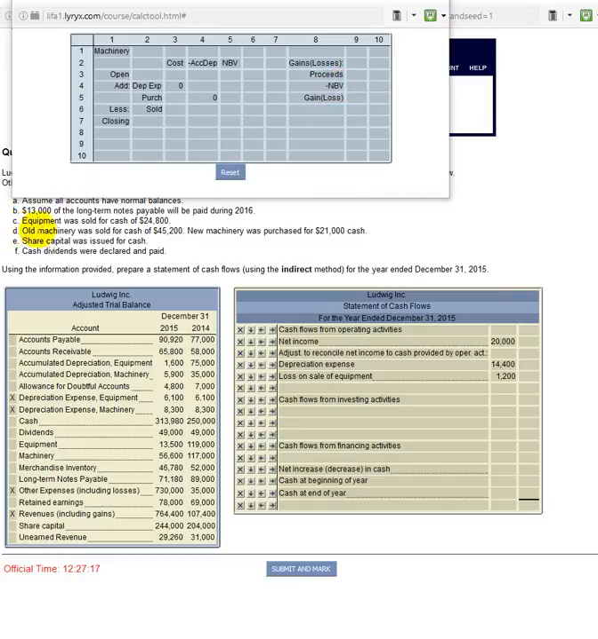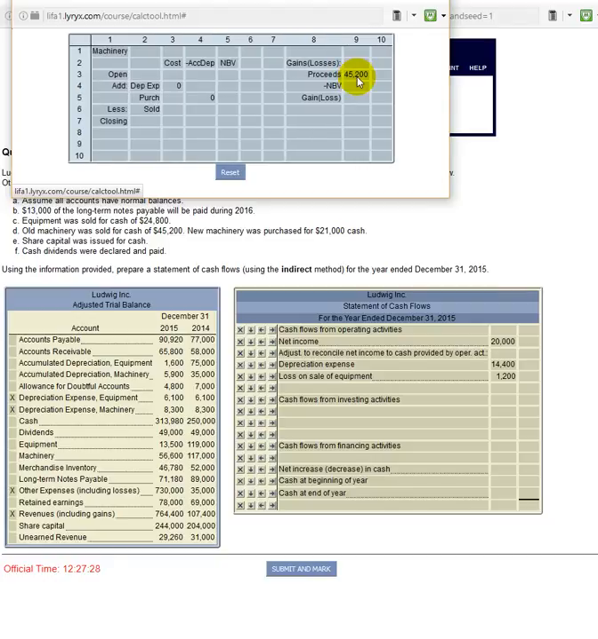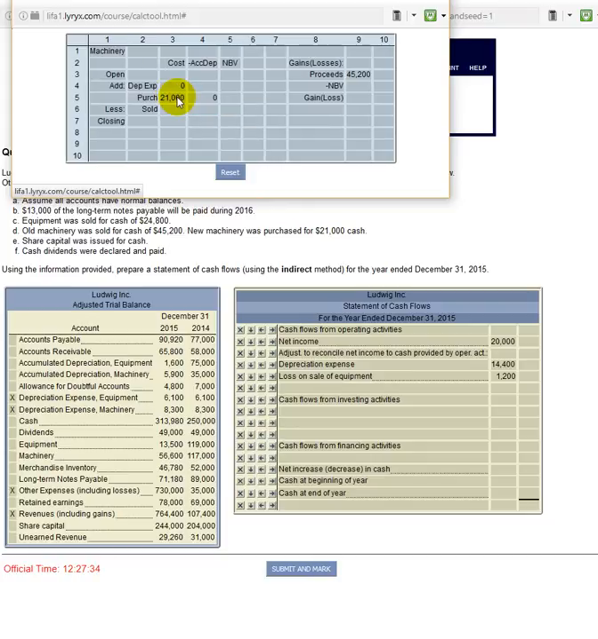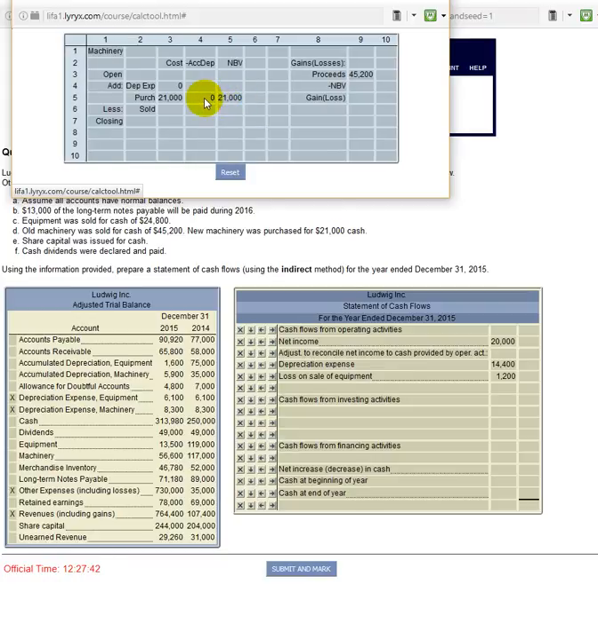So now we're looking at the information here in line D, and it says old machinery was sold for cash of $45,200. So we can plug that in here right away. And it says new machinery was purchased for $21,000 cash. So we can put that in here, $21,000 cash, and of course you don't buy accumulated depreciation when you buy a new asset, so $21,000 increase in net book value as a result. So that takes care of that information.